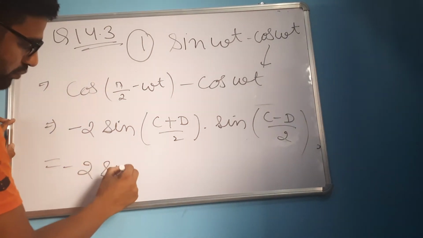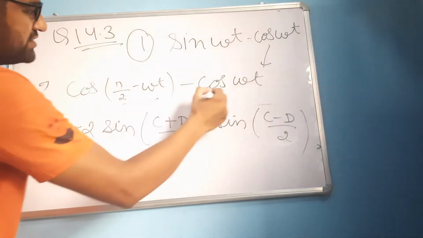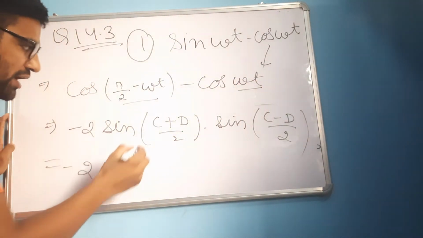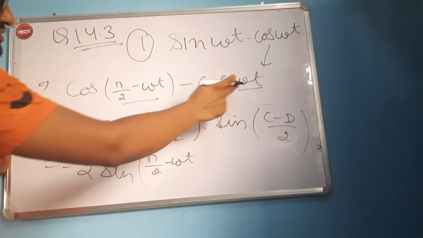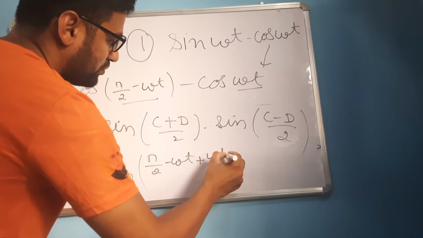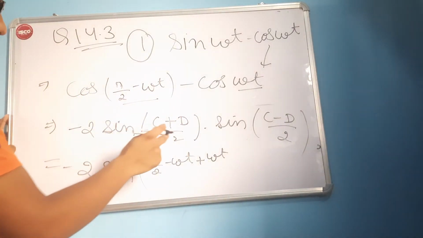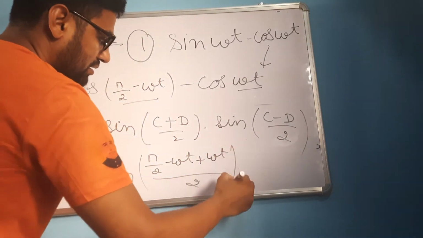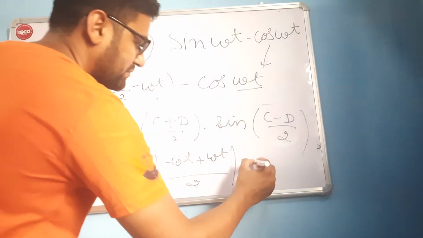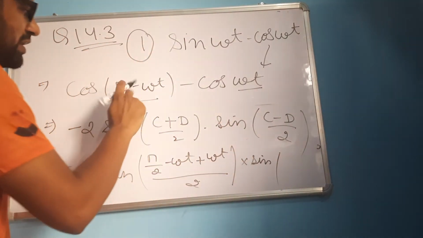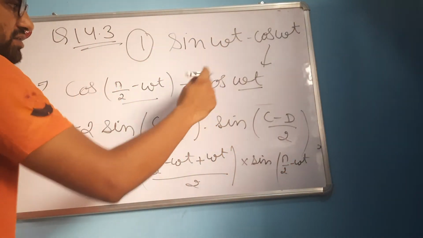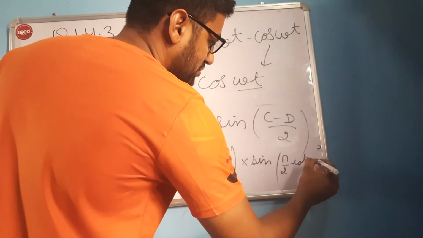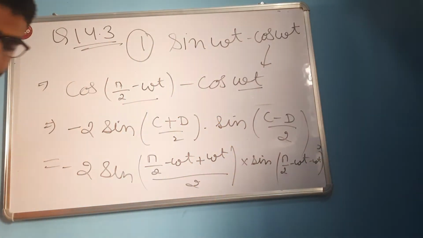Now put the terms, C and D, here in the formula. So what is C? C is pi by 2 minus omega t, and D is omega t. So (C plus D) divided by 2 multiplied by sin of (C minus D) by 2, where C is pi by 2 minus omega t, minus omega t.